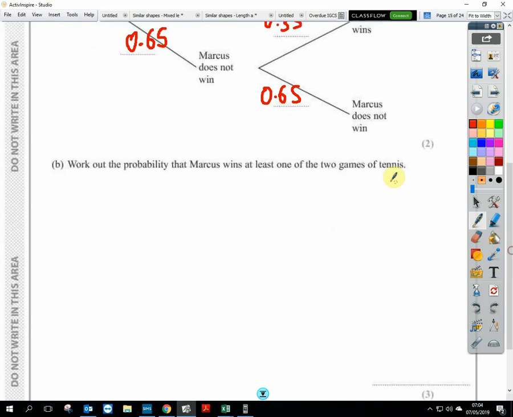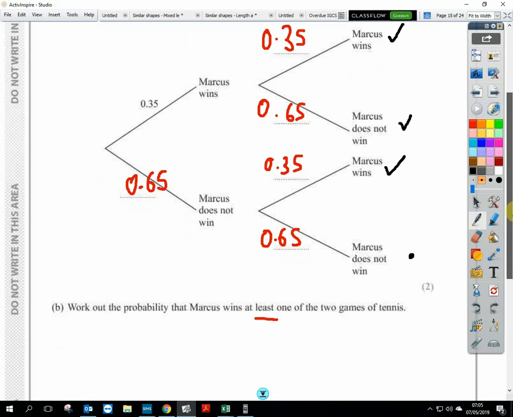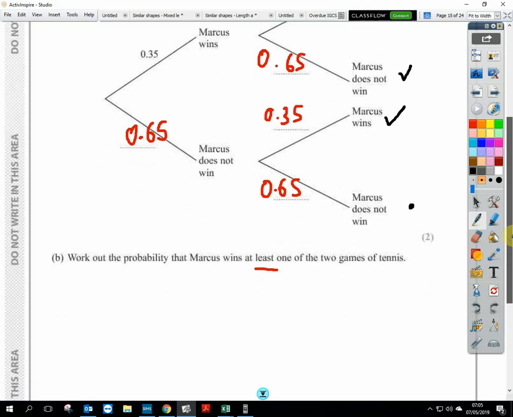Work out the probability that Marcus wins at least one of these 2 games of tennis. This phrase, at least one, think about it, it's different to exactly one. If it's exactly one, then he would win and not win, or not win and win. But if he wins at least one, that means he could, in theory, win both. So there's 3 options we need to work out. Or there's only one that doesn't satisfy the question.